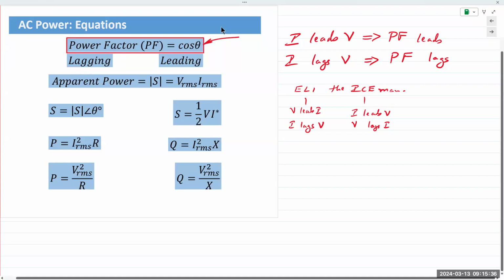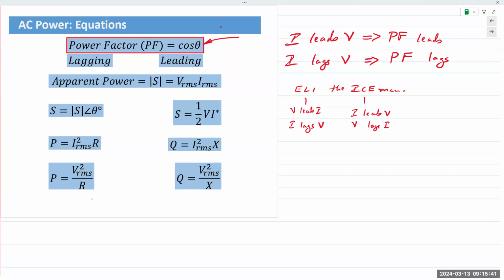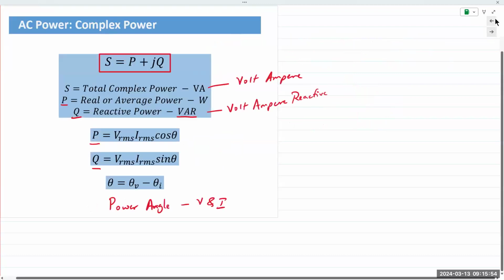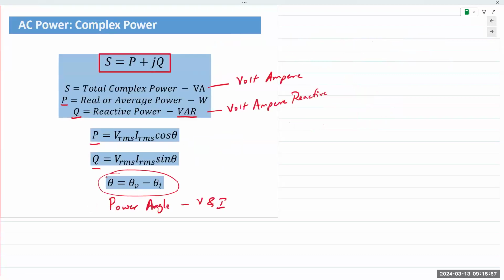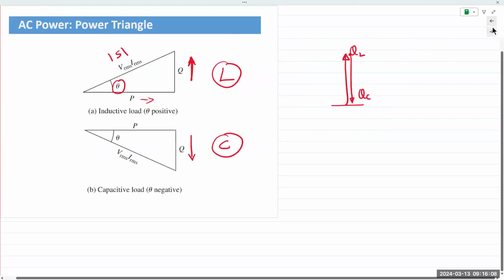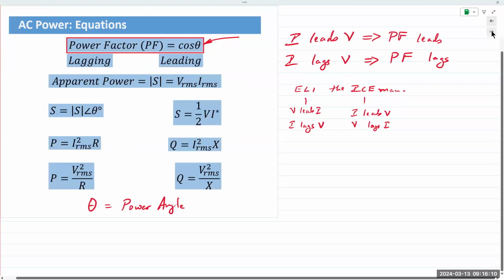Quantitatively, that power factor is given by the cosine of the power angle. Theta is the power angle. It's the difference between the phase of the voltage and the current that was mentioned in the previous slide. It is the difference in the phase between the voltage and current. So theta V minus theta I, and the cosine of that power angle gives you the power factor.